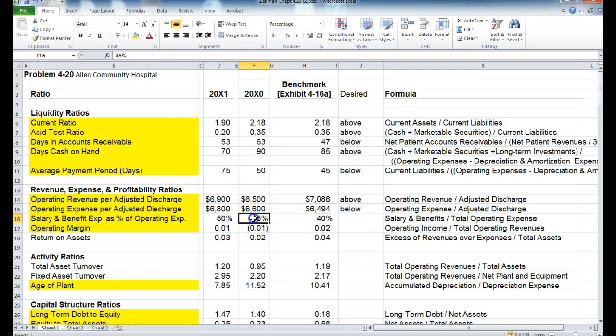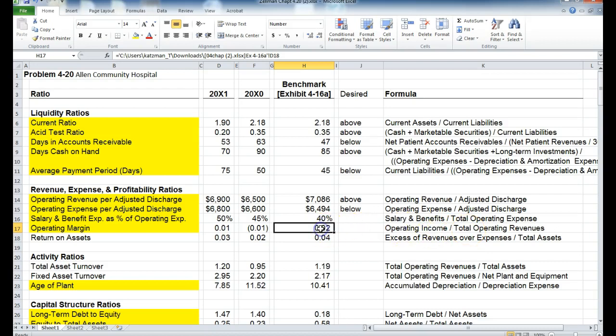And here at Allen, we were 45%, and then we trended unfavorably to 50%. So we were unfavorable to the benchmark in year 2000 and continued to be unfavorable now at 50%. Operating margin is an item that we always look at. Our operating income divided by our total operating revenues. So remember, our operating income is like our net income, and our operating revenues is our total revenues.